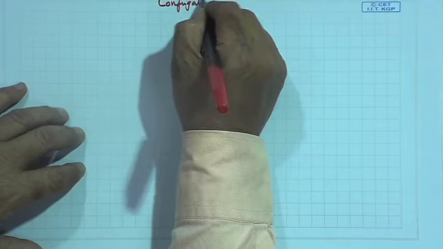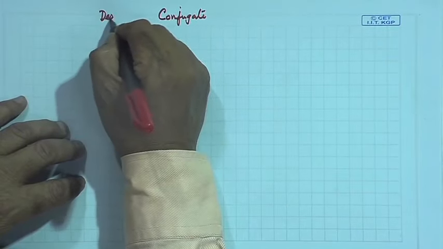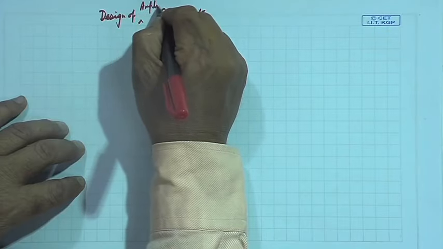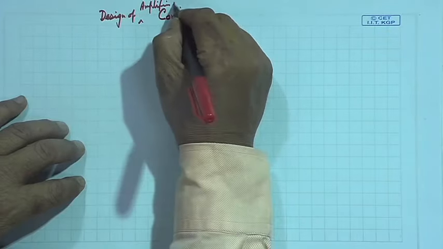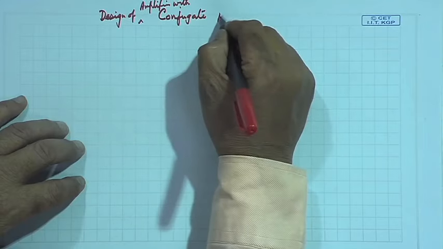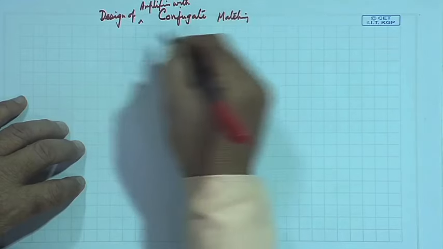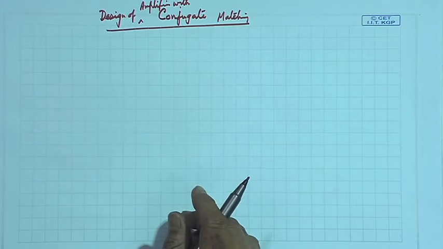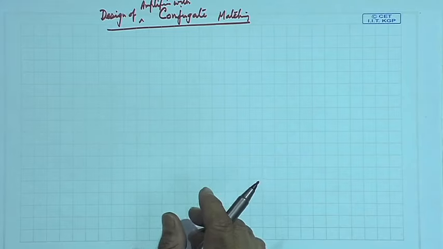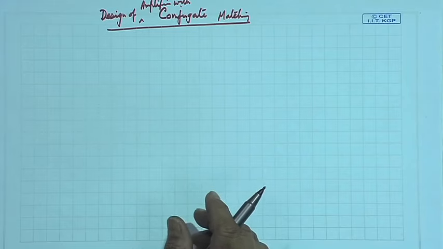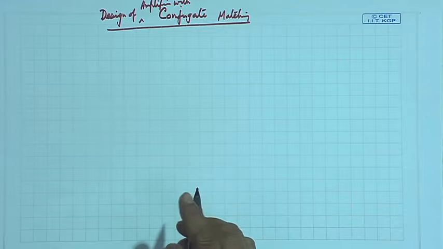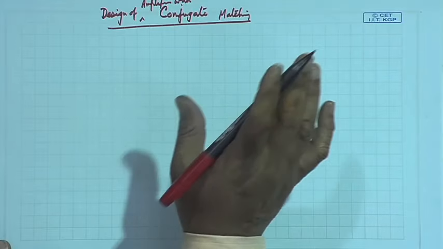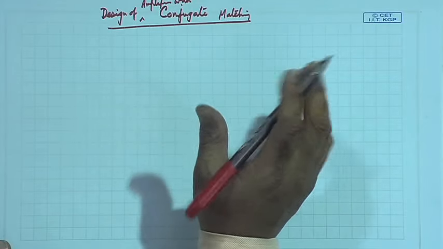Design of amplifier with conjugate matching, because that is our actual aim. So, we will do that design with conjugate matching, and you see that I have now made the stability analysis. I have chosen gamma S and gamma L ranges, etc.